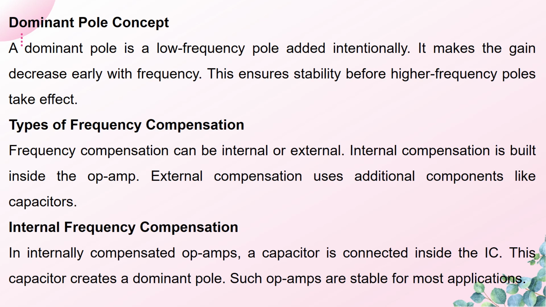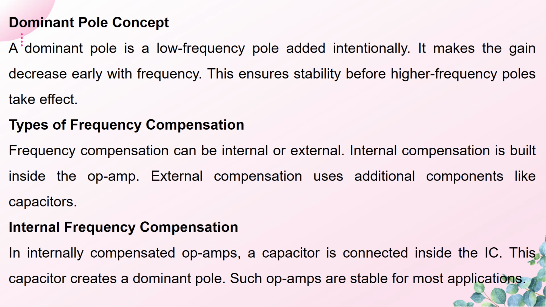Next let's see the types of frequency compensation. The frequency compensation can be of two types. They are internal compensation and external compensation. Internal compensation is built inside the operational amplifiers, and external compensation uses additional components external to the amplifier such as capacitors. So let's first see what is internal frequency compensation.